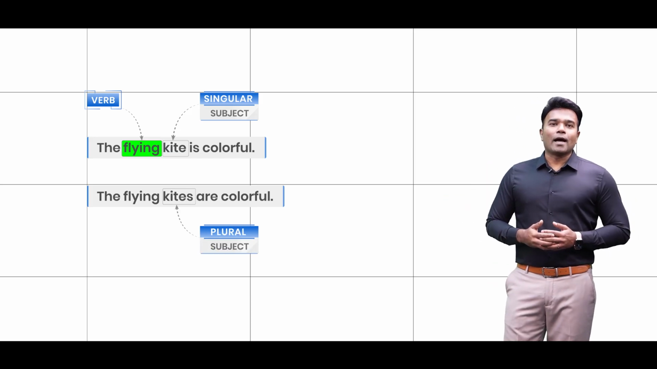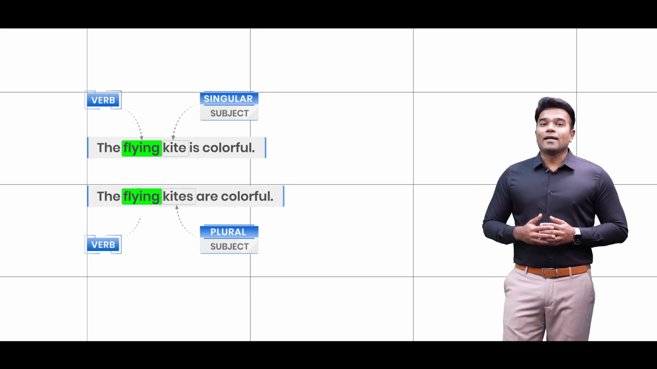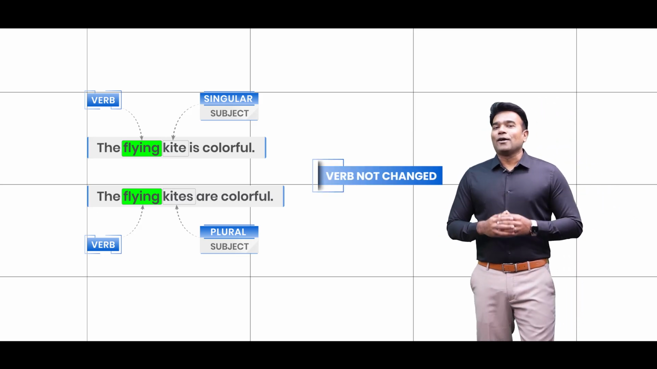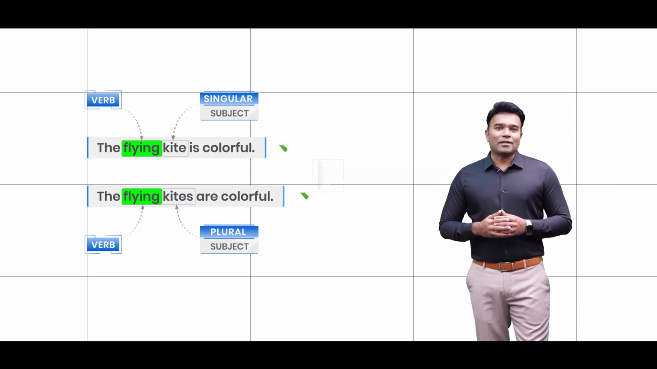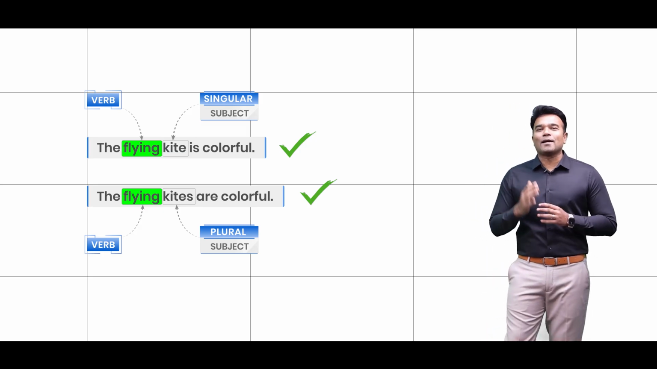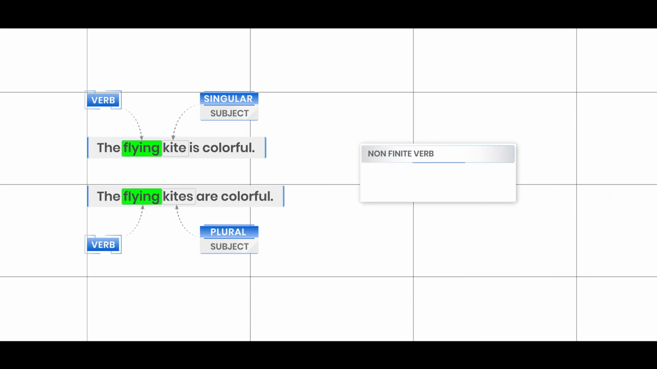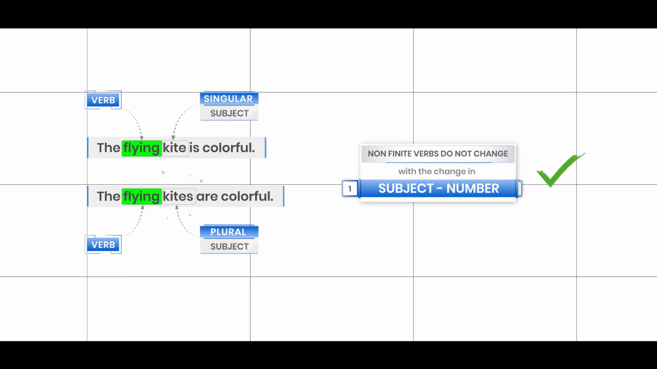But what I really want you to focus on is the verb. You can notice that there is no change in the verb, and still the sentence is perfectly valid. In other words, flying happens to be such a verb that does not change when the subject number changes from singular to plural, and it is such verbs that we refer to as non-finite verbs.